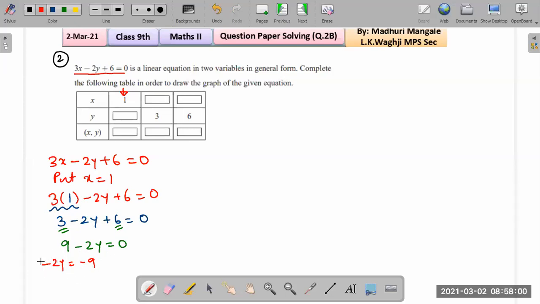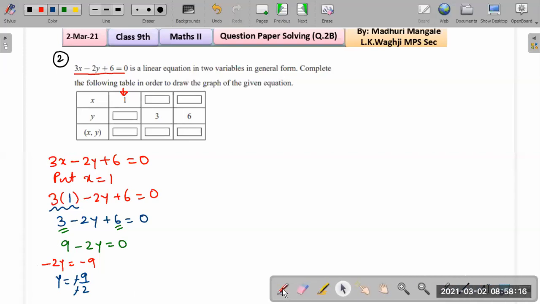Now we have to get rid of this negative 2. So how do we get rid of this negative 2? It is in multiplication here. That side it will become division. So that will be y equals to minus 9 upon minus 2. Negative negative gets crossed out. We are left with 9 upon 2. What is 9 upon 2 equal to? That will be 4.5. So we have got y equals to 4.5. And here in this box, you should mention that's 4.5.